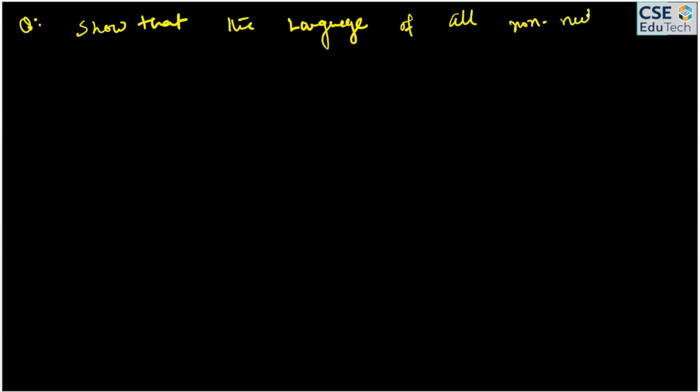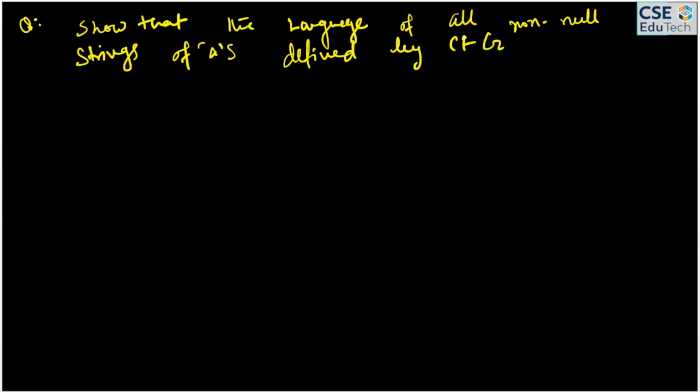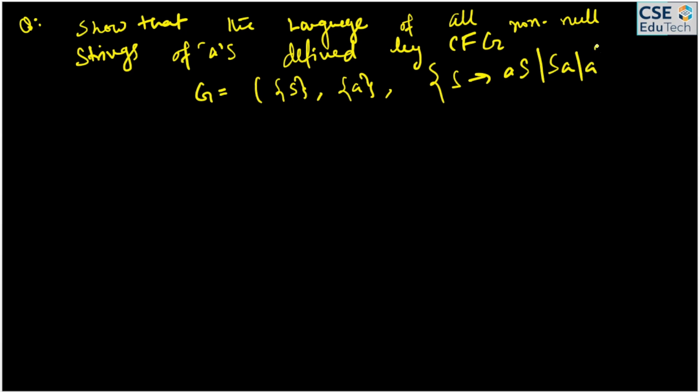Now we'll give an example. Suppose the question is: show that the language of all non-null strings of A, defined by the CFG, or context-free grammar, G equal to S, A, with S to AS or SA or A, is ambiguous.